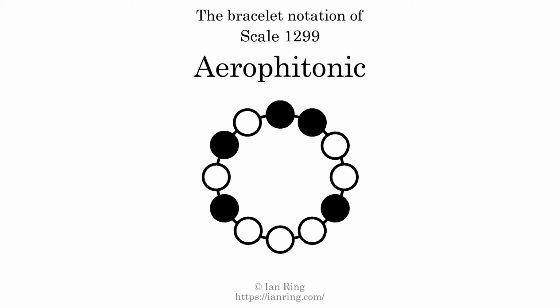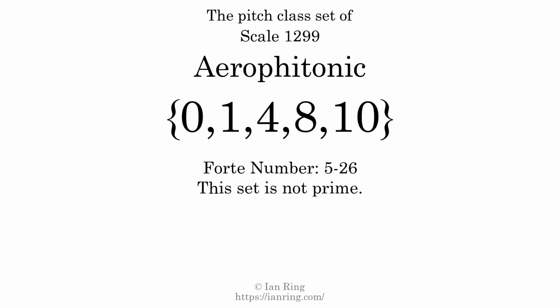This is a bracelet notation diagram of scale 1299. The shaded circles represent tones that appear in the scale, and they are read clockwise, starting at the top. The pitch class set for this scale is 0, 1, 4, 8, 10. The fault class is 526. This set is not prime.